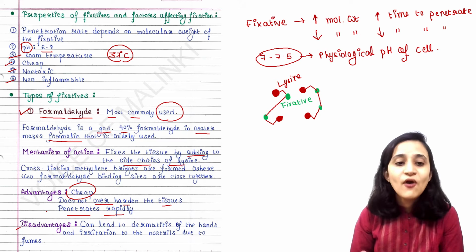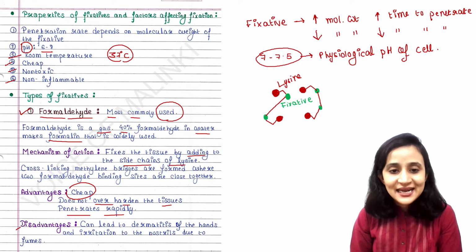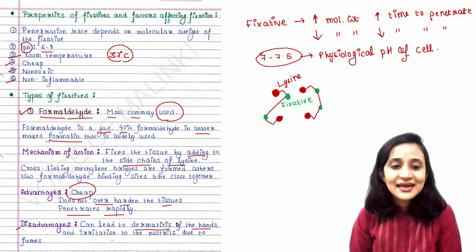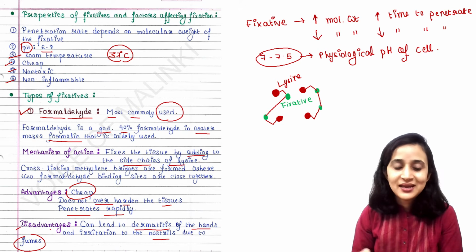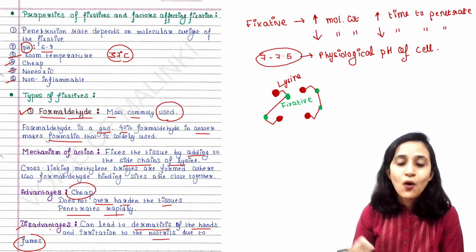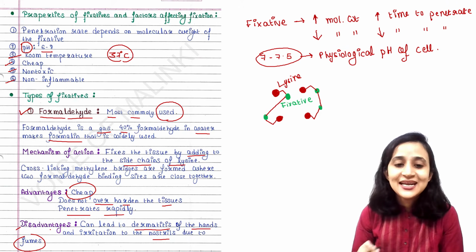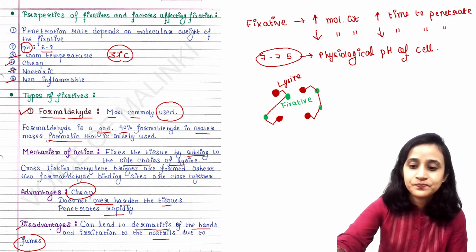Disadvantages of using formaldehyde. It can lead to dermatitis of the hands. So it leads to skin irritation and irritation to the nostrils due to fumes. Due to the fumes of formalin, it sometimes causes hand irritation, skin irritation and irritation to the nostrils.